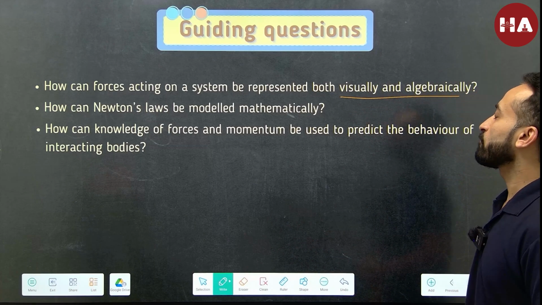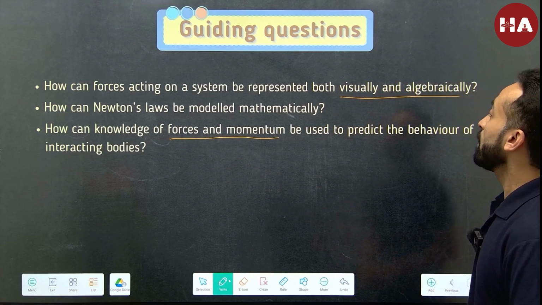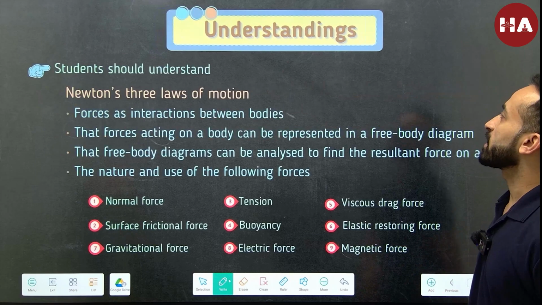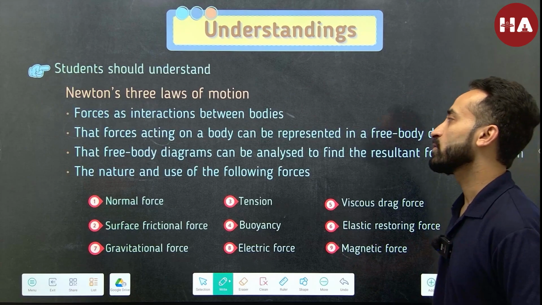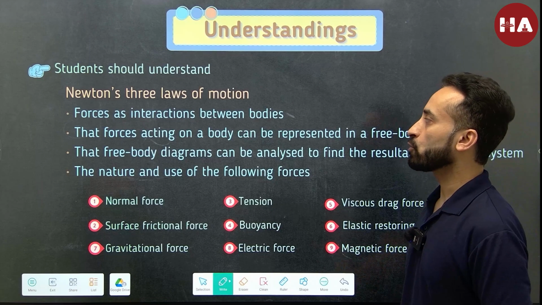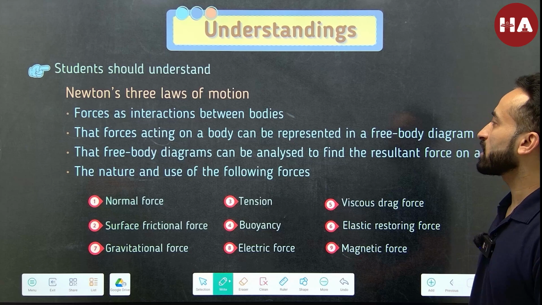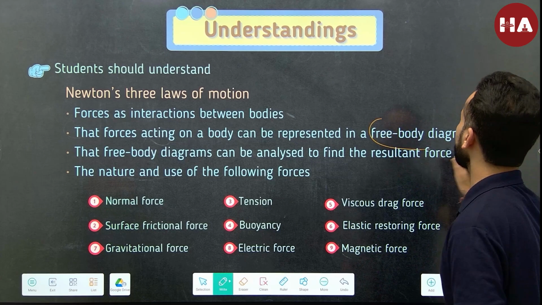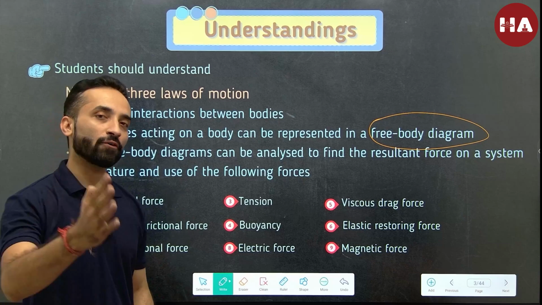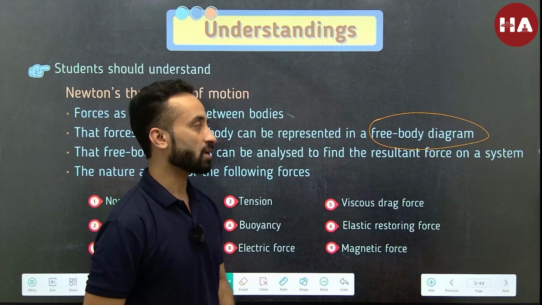How can knowledge of forces and momentum, so again one more important physical quantity, be used to predict the behavior of interacting bodies? Alright, understandings that we need to have. Students should understand Newton's three laws of motion, forces as interaction between bodies, that force acting on a body can be represented in a free body diagram. So this is going to be very new for you, where we are going to draw free body diagrams, and that is going to help us to do the numerical problems.